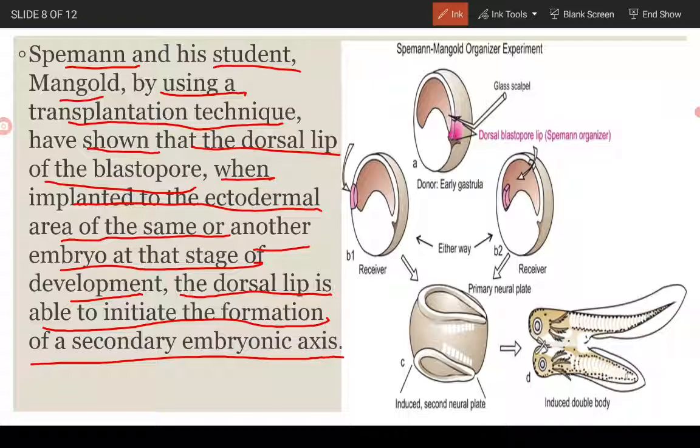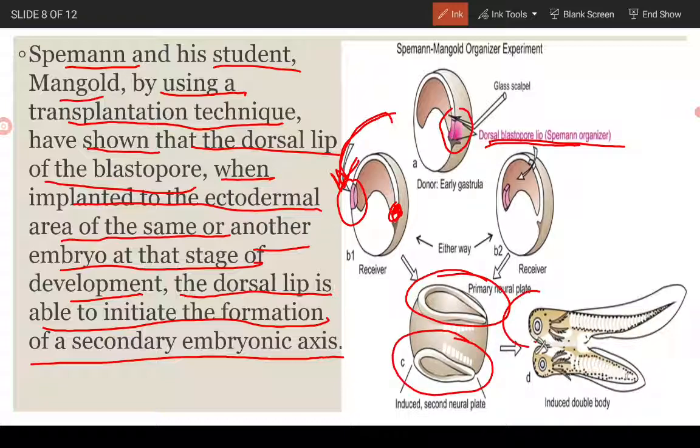What they did was take a glass scalpel and cut out the dorsal blastopore lip from one embryo. They transplanted that dorsal blastopore lip into another embryo that already had a dorsal blastopore lip on one side, placing it on another side of the embryo. So what happened with two blastopore lips on that embryo? Two primary neural plates appeared. That is, two heads occurred on the same embryo. Something like this was formed, an induced double body, right?